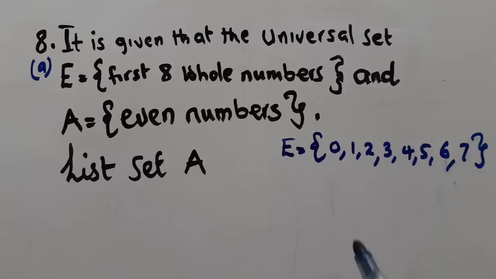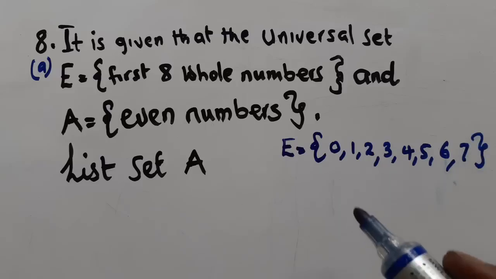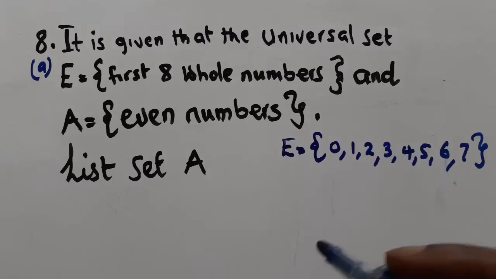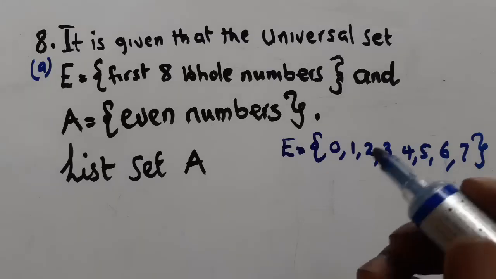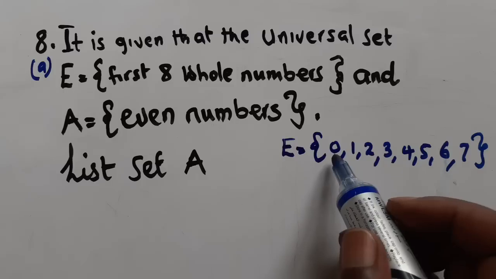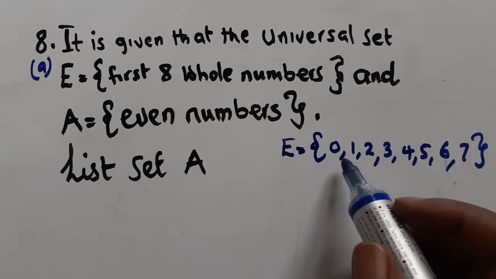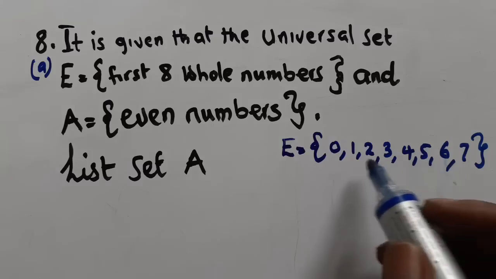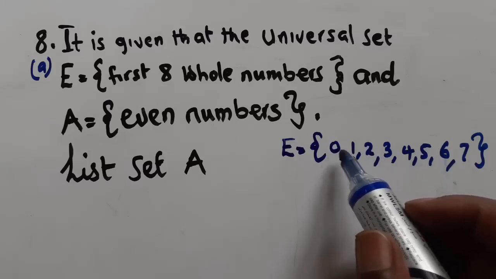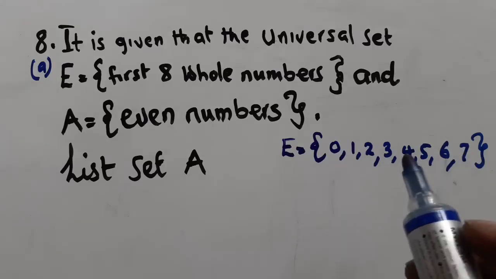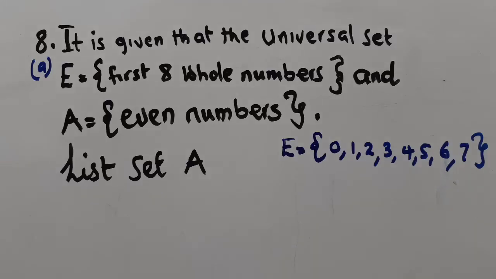These whole numbers start from 0 up to infinity. Sometimes we say they are counting numbers including 0. So the first 8 whole numbers are these ones here. We can count them just to be sure: 1, 2, 3, 4, 5, 6, 7, 8. These are the first whole numbers. Natural numbers, we start from 1.